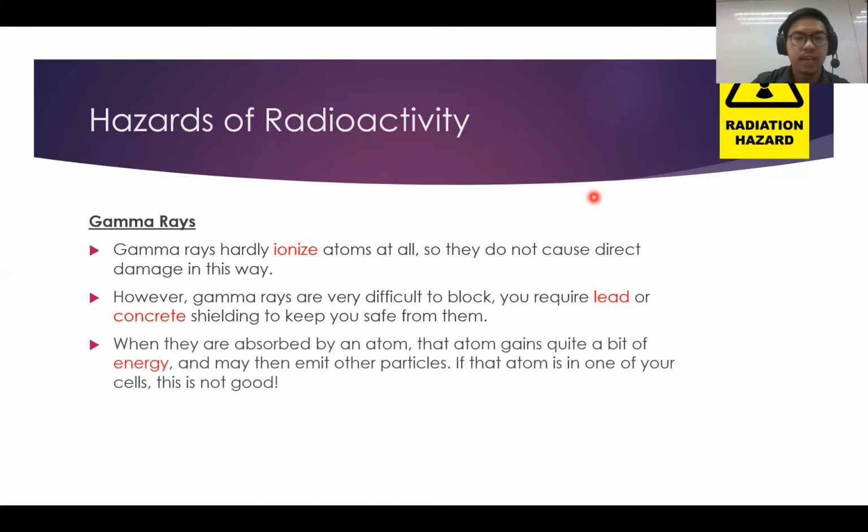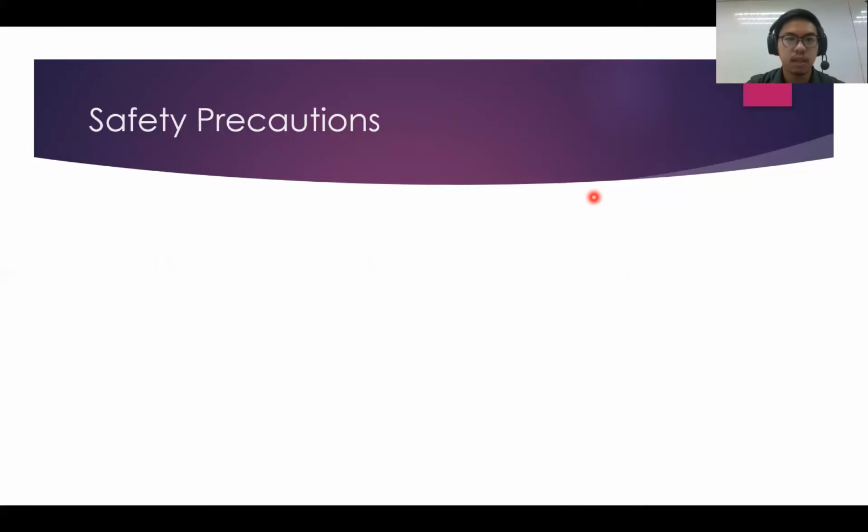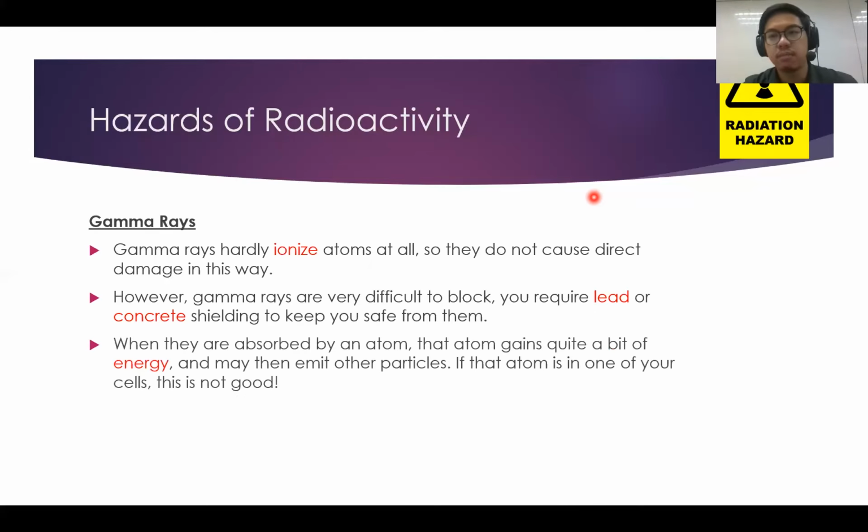When they are absorbed by an atom, that atom gains quite a bit of energy and may then emit other particles. If that atom is in one of your cells, this is not good. So gamma rays are dangerous because they can heat up the atoms in your body. And gamma rays can cause radioactive burns because they heat up the cells in your body.